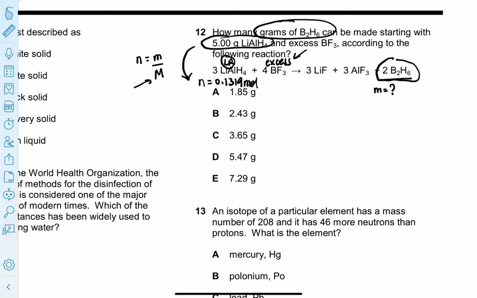So to get the mass, which is my m value, I'm going to need the molar mass, which I can get off my periodic table, but I also need moles. So I'm going to need to know how many moles of product I have, so I can use a mole ratio to figure that out.